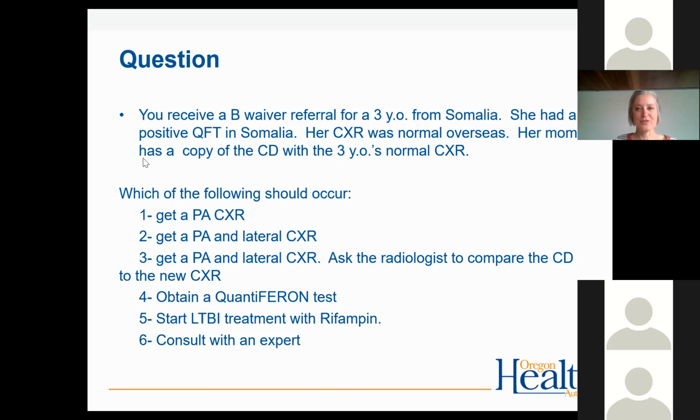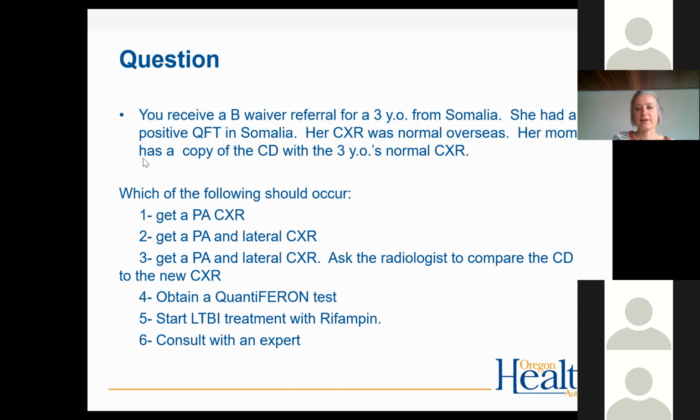3, I think, is for sure a yes, right? We want to get a new PA and lateral chest X-ray and ask the radiologist to compare the CD to the new one, just to be sure that this child hasn't developed TB disease on her way over, and to make sure that the overseas chest X-ray is actually normal. Chest X-rays for kids are very difficult to read. The abnormality can be very small. So I would not necessarily trust that that overseas chest X-ray was actually normal. So 3 is a really good answer.